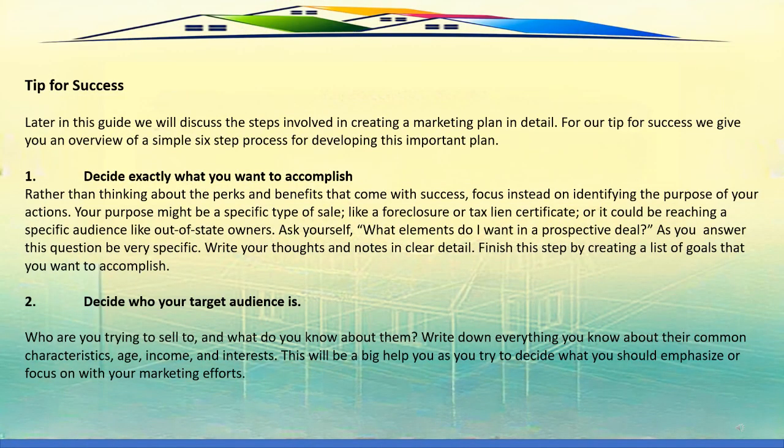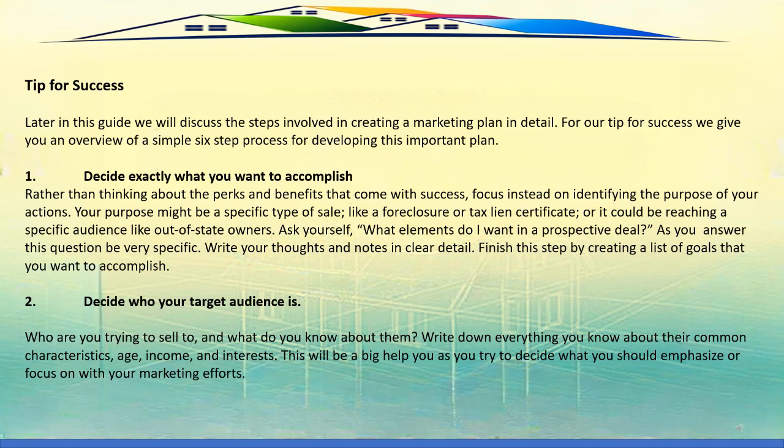Tip for success. Later in this lesson, we will discuss the steps involved in creating a marketing plan in detail. For our tip for success, we give you an overview of a simple 6-step process for developing this important plan. 1. Decide exactly what you want to accomplish. Rather than thinking about the perks and benefits that come with success, focus instead on identifying the purpose of your actions. Your purpose might be a specific type of sale, like a foreclosure or tax lien certificate, or it could be reaching a specific audience like out-of-state owners.